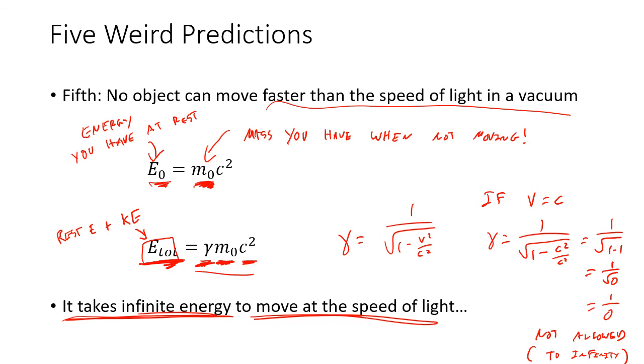There's one exception, of course. Even if gamma is becoming infinite, you might escape this paradox if you are massless, like a photon. Hence, massless things like photons are the only things in the universe that can move at the speed of light.